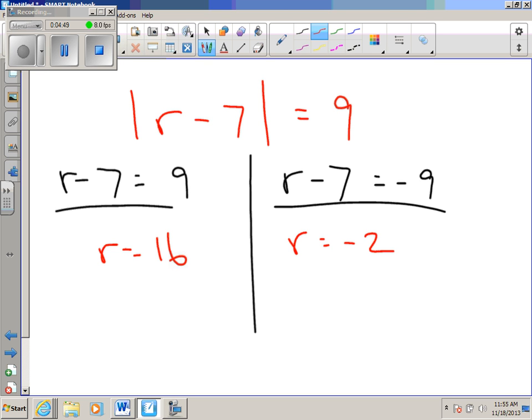Doesn't hurt to throw it in quick and check it. 16 minus 7 is 9. That works. Negative 2 minus 7 is negative 9. That works. You're good to go. Question?